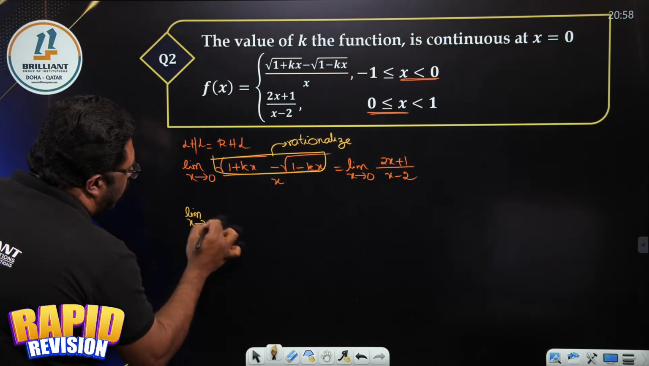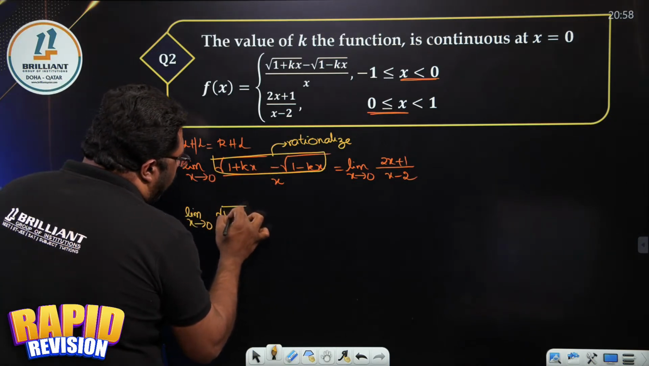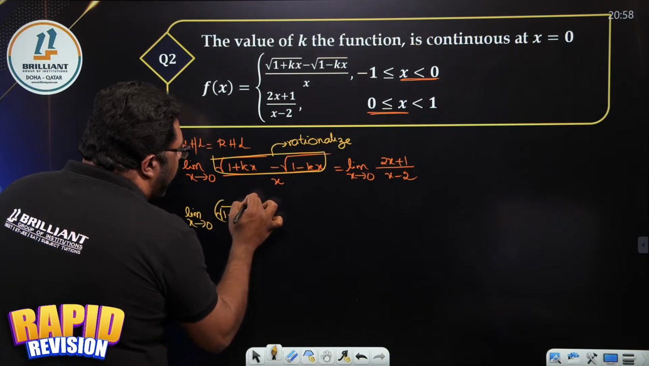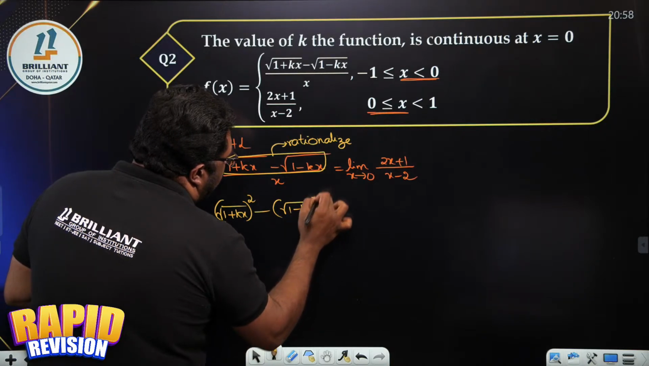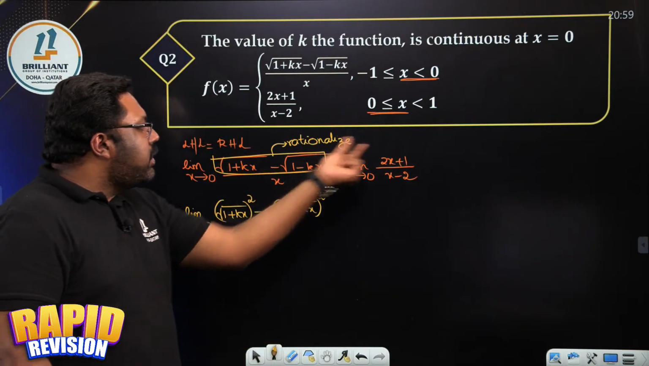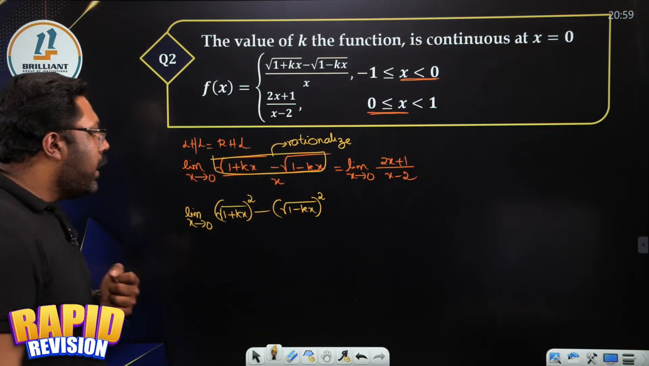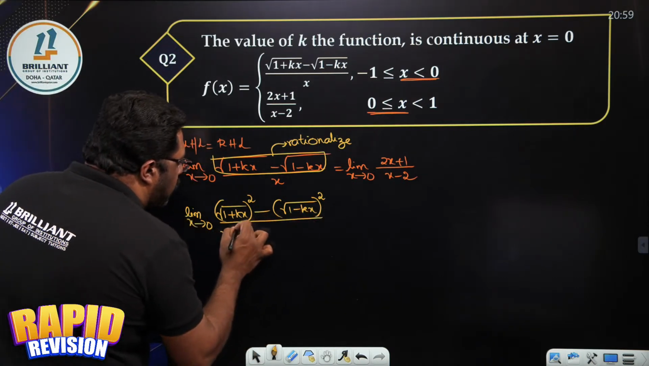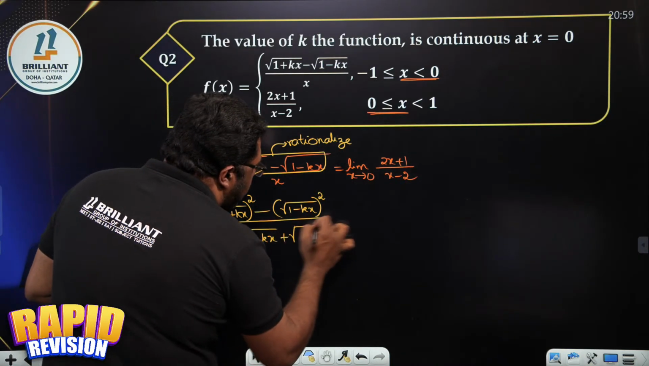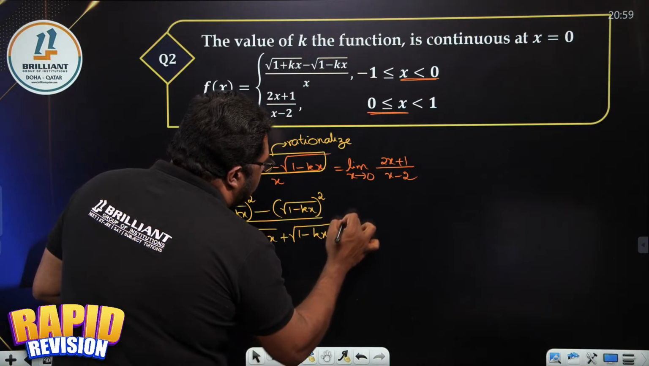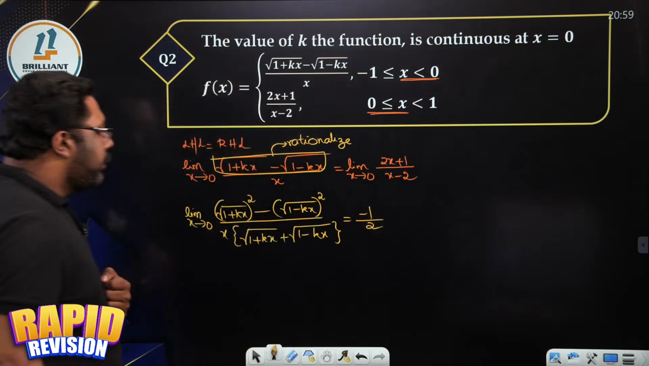So limit x tends to 0, you multiply with the conjugate of this, so it's going to be root of 1 plus kx minus root of 1 minus kx multiplied with its conjugate, so a squared minus b squared. Because the conjugate of a minus b is a plus b, so a minus b into a plus b is a squared minus b squared, and the denominator is x into (square root of 1 plus kx plus square root of 1 minus kx). Right hand side, put x equal to 0, you will get minus 1 by 2.